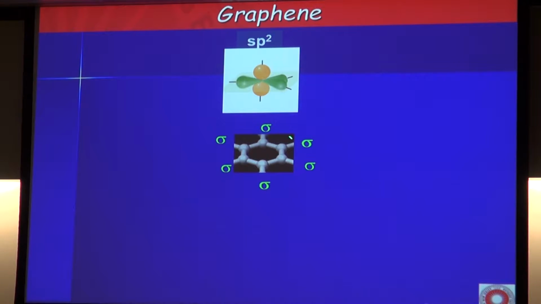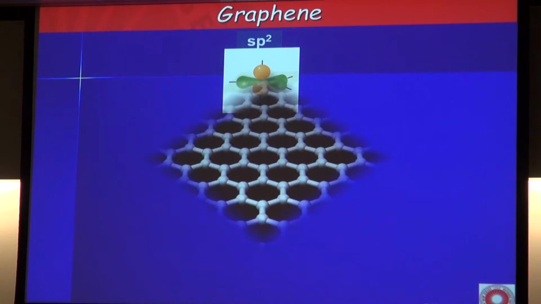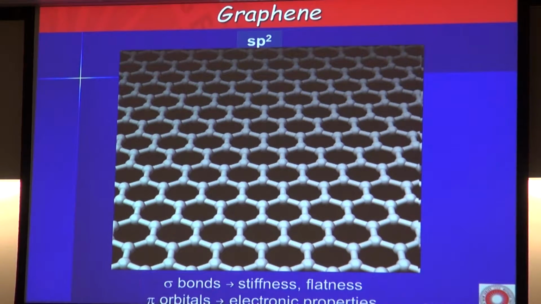If you end the other one here with hydrogen, you get a beautiful benzene, a stable molecule. But if you replace the hydrogen, let's say, with another carbon atom, you can tile space with this honeycomb structure here. And it's these sigma bonds, which are the strongest in nature, that give graphene its strength. They give it its stiffness and its flatness. The pi orbitals, which is the one orbital that sticks out of the plane, give it its electronic properties.